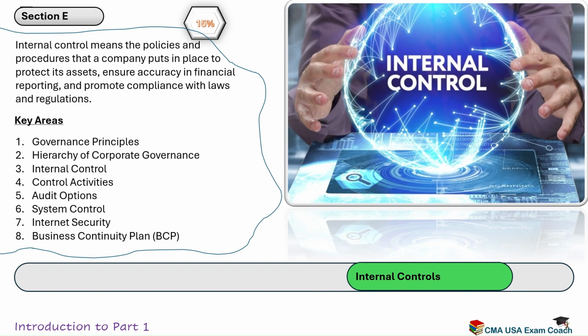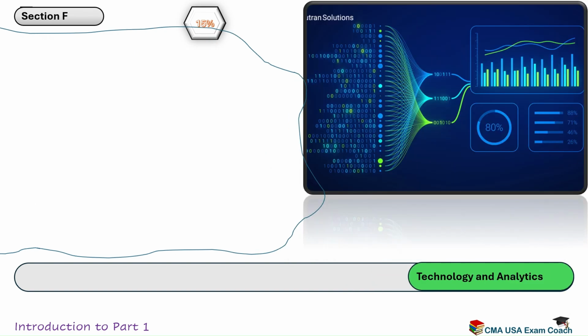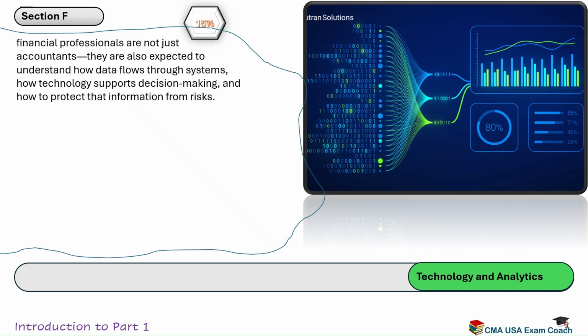Section F, Technology and Analytics, the final and one of the most detailed sections in CMA Part 1. This is a long and technical section, but also one of the most interesting, because it connects accounting, technology, and data analysis together. In today's business world, financial professionals are not just accountants. They are also expected to understand how data flows through systems, how technology supports decision-making, and how to protect that information from risks. Let's go through the key areas we'll be covering in this section one by one.